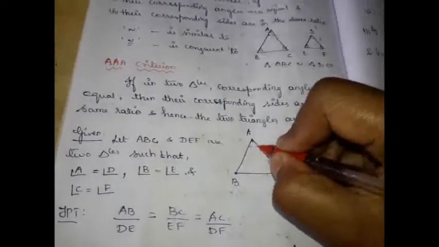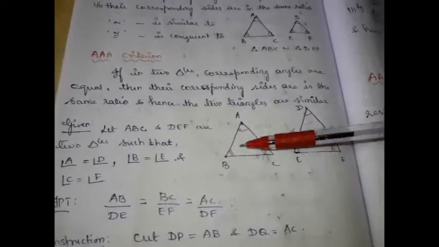Now let us see how we can prove this. We have taken two triangles ABC and DEF, and it is given that corresponding angles are equal, which means angle A equals angle D, angle B equals angle E, angle C equals angle F. We need to prove that their corresponding sides are in the same ratio, in the sense AB by DE equals BC by EF equals AC by DF. This proportion we need to prove.